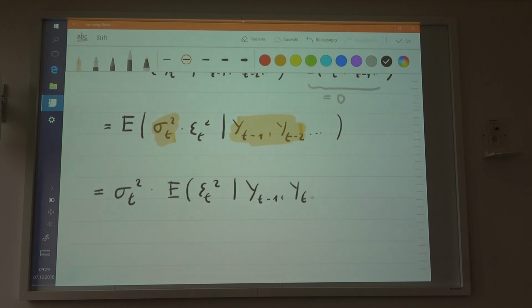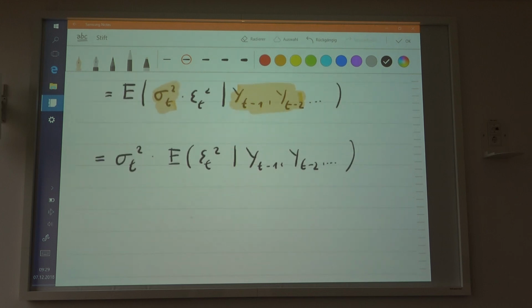Now, the current observation of the noise does not depend on the path of the process, so that's quite obvious. The conditional expectation will be equal to the unconditional expectation. And the unconditional expectation of the squared noise is going to be equal to 1, of course, because the variance of the noise is equal to 1. Again, the variance of the noise is equal to the expectation of the squares minus the square of the expectations.